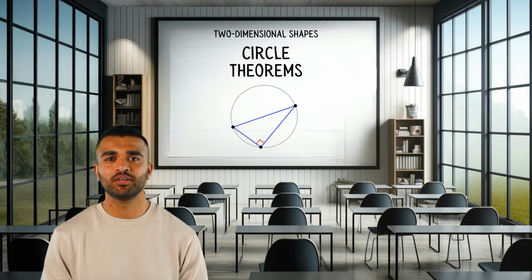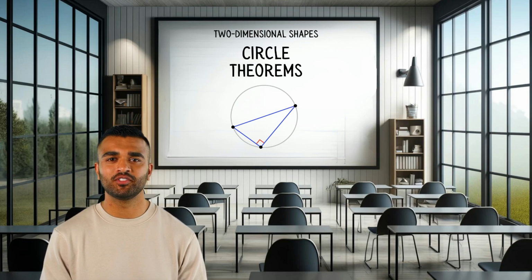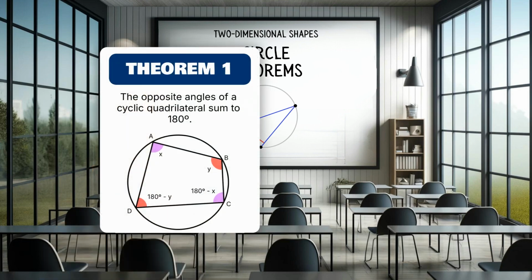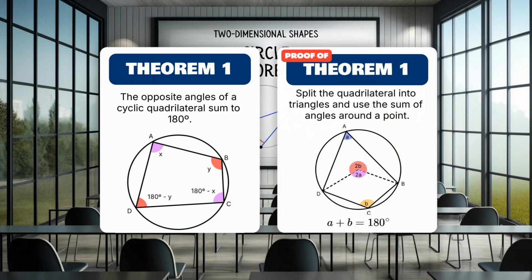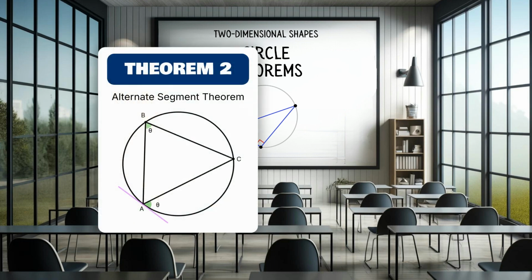In today's lesson, we explored the fascinating properties of cyclic quadrilaterals and the alternate segment theorem, enriching our understanding of circle geometry. First, we proved that the opposite angles of a cyclic quadrilateral add up to 180 degrees. This proof involved splitting the quadrilateral into triangles and using the sum of angles around a point. Next, we delved into the alternate segment theorem, which states that the angle between a tangent and a chord through one of the chord's endpoints is equal to the angle in the alternate segment.